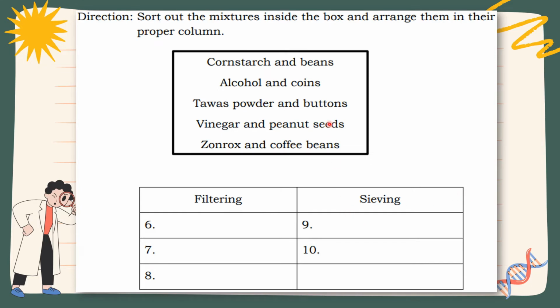Okay, the answers are for filtering, we have alcohol and coins, vinegar and peanuts, and sunrocks and coffee beans. For sieving, we have cornstarch and beans, and tawas powder and buttons.